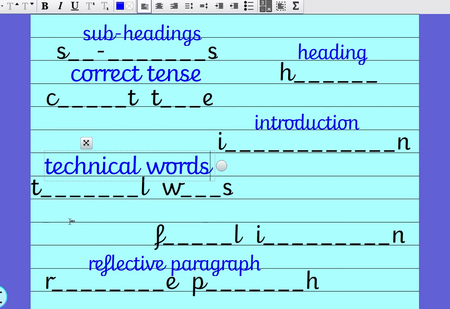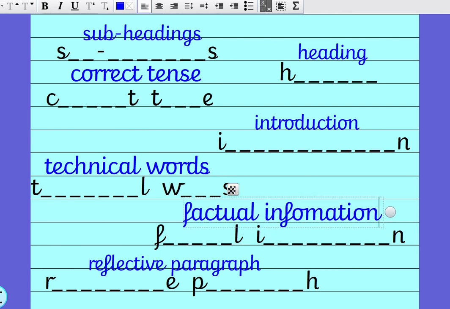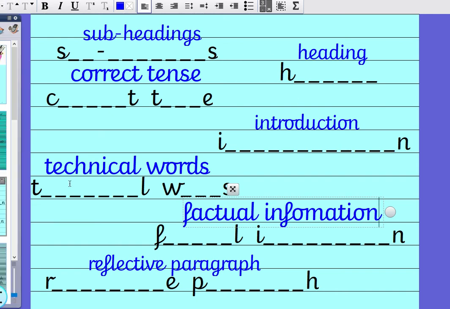Okay, and then what else would we have? We would definitely have factual information. So information that is very loaded with facts, so you'll have statistics, you'll have data in there. There's usually numbers of some sort in there, be it years, be it percentages, be it amounts. So there you go. So these are the features of a non-chronological report.